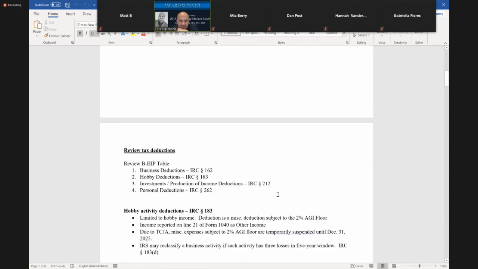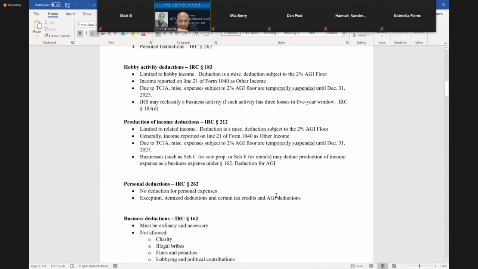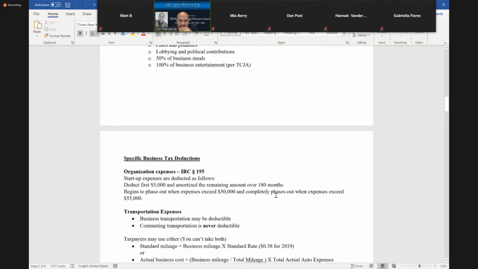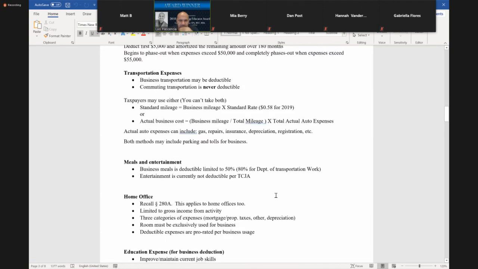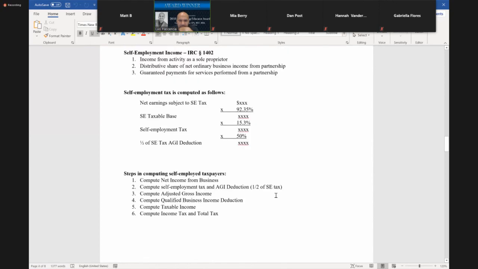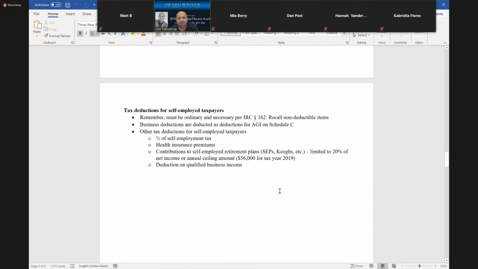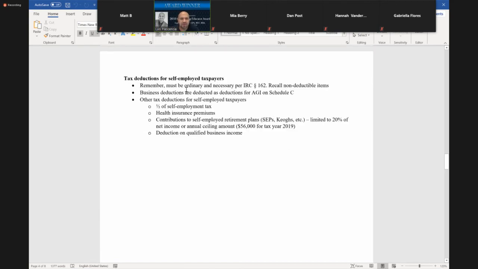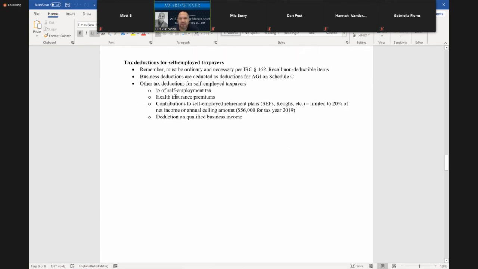All right, again, we're going to do a quick review of stuff we covered last week. Business expenses. We talked about NOLs. We talked about self-employment tax. Here are the deductions for self-employed individuals. Quick overview. Again, remember, must be ordinary and necessary according to Section 162. Remember the non-deductible items. Remember, charity is not a business expense. It's an itemized deduction. It's a personal expense. Not deductible: political contributions, lobbying contributions, and so forth.